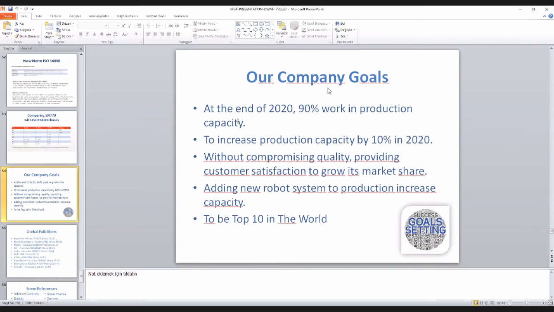So our goals at the end of 2020: with 90% work production capacity, increase production capacity by 10%.